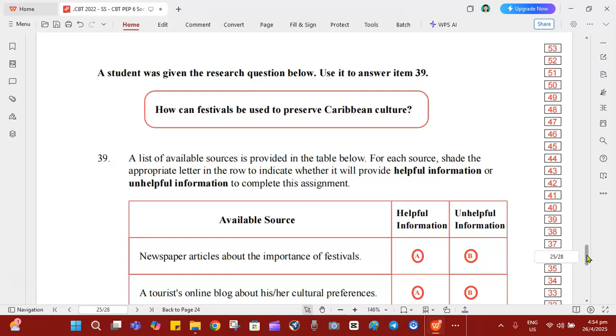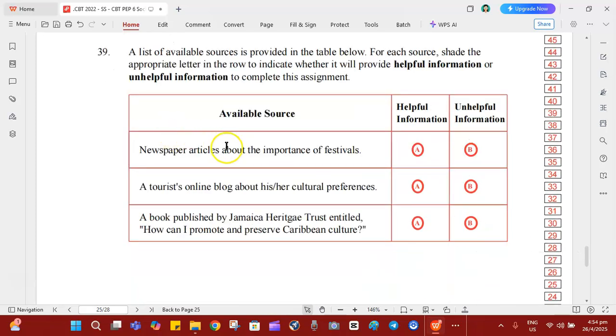Right here, 39. First one says newspaper articles about the importance of festival. Will that be helpful or unhelpful? It would be helpful. So it would be A. Next, a tourist online blog about his or her actual preferences. Unhelpful. That's B. A book published by Jamaica Heritage Trust entitled, How Can I Promote and Preserve Caribbean Culture? That's A. So it would be A, B, A.